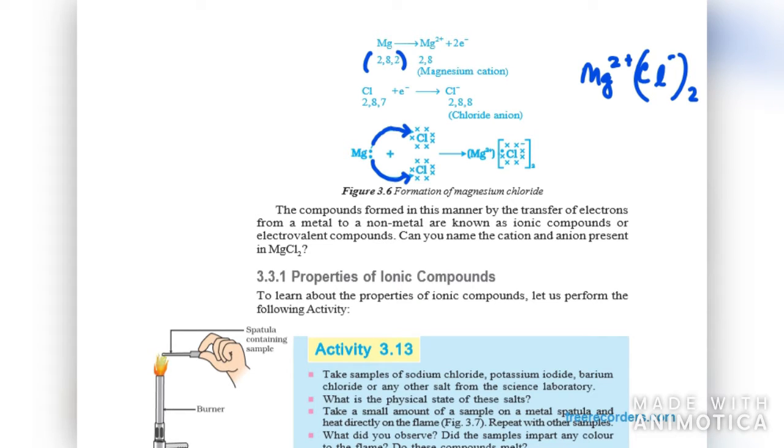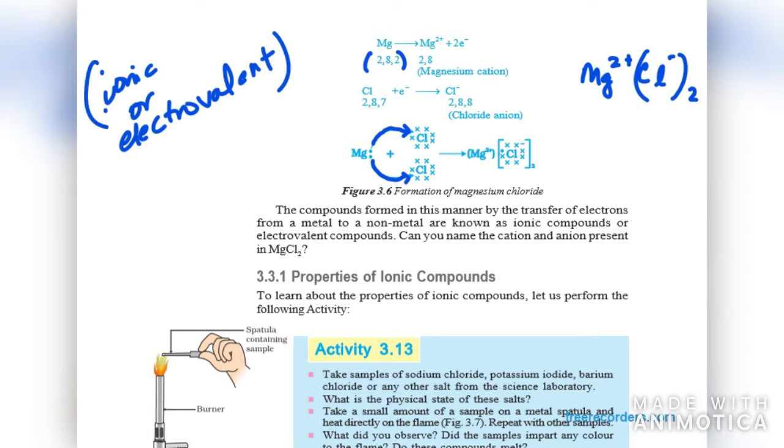So this is like it. So now in this case, ionic compounds are those where we have transfer of electrons from a metal to a non-metal. Those compounds are known as ionic compounds or electrovalent compounds. So don't confuse yourself if they have written ionic or electrovalent. Electrovalent and ionic word is same. So either if you get ionic or electrovalent, that means it is the same quantity.